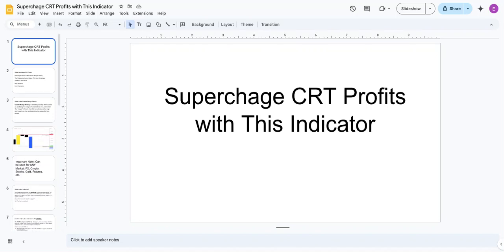Candle Range Trader coming at you with another video on how to supercharge your CRT profits with this indicator.